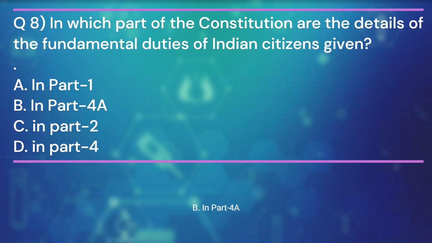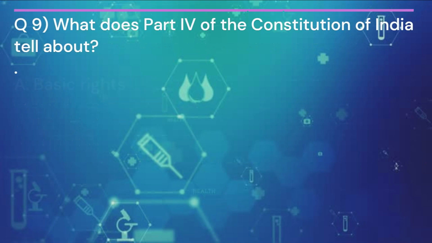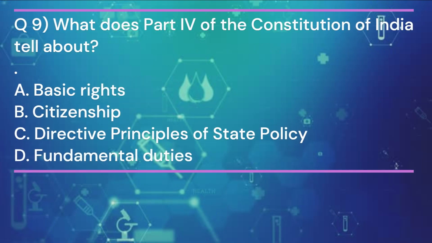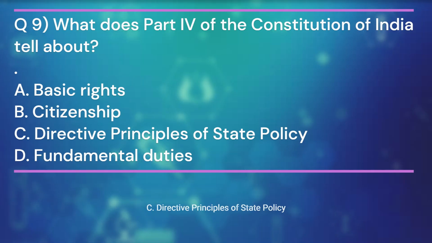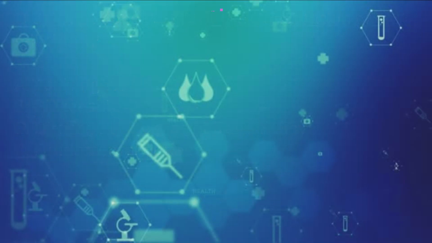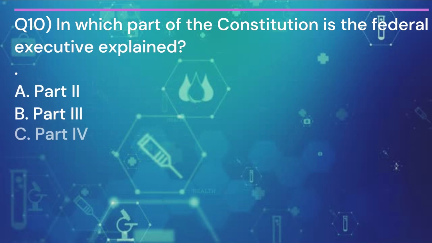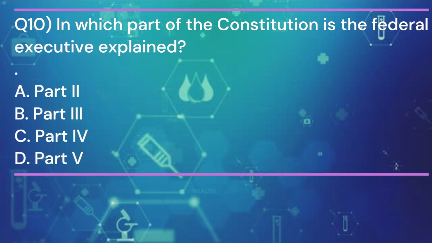In Part 4A. Question 9. What does Part 4 of the Constitution of India tell about? And the answer is C. Directive Principles of State Policy. Question 10. In which part of the Constitution is the Federal Executive explained? And the answer is D.